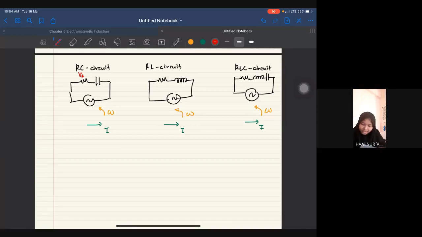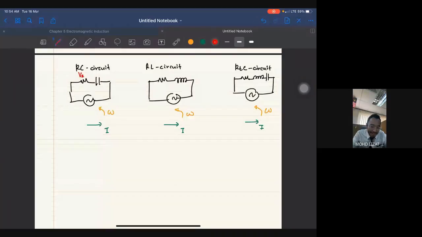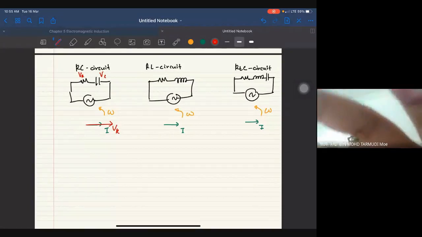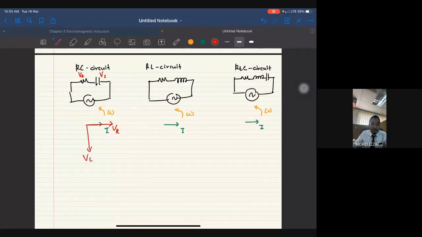Okay, my question: in my RC circuit, where does my VR go in my phasor diagram? Don't look at your notes. Remember what I said earlier. Where does the sky go? Up. The worm goes down. What about R? Right. So this one should be VR, and this one is actually my VC. Where does VC go? Down. So I have VR to the right and VC downwards.